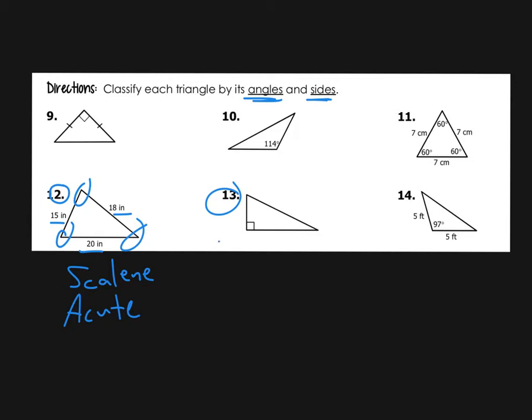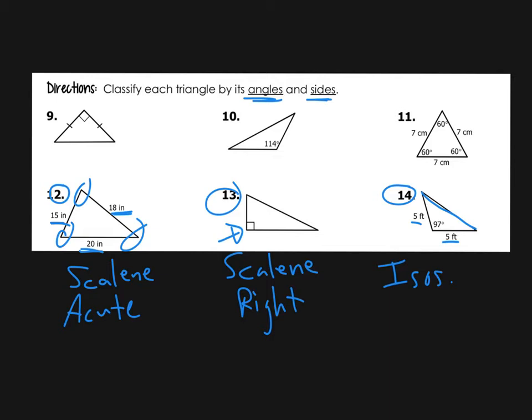For number 13, I see the right angle there, so this is glaringly a right triangle. No sides are marked congruent, so no sides congruent is going to be scalene. So it looks like scalene right. Notice in 13 they didn't tell me anything about the sides, so they were all different by default. Over here they literally told me that they were different. Over here on number 14 I see 5 and 5. Nothing about this third side. So that's going to make this isosceles by side name. By angle name, I see an angle greater than 90, so that's going to be obtuse.